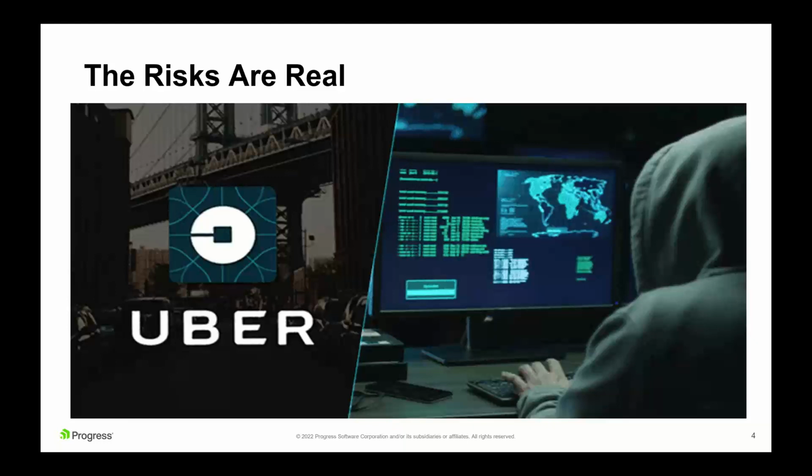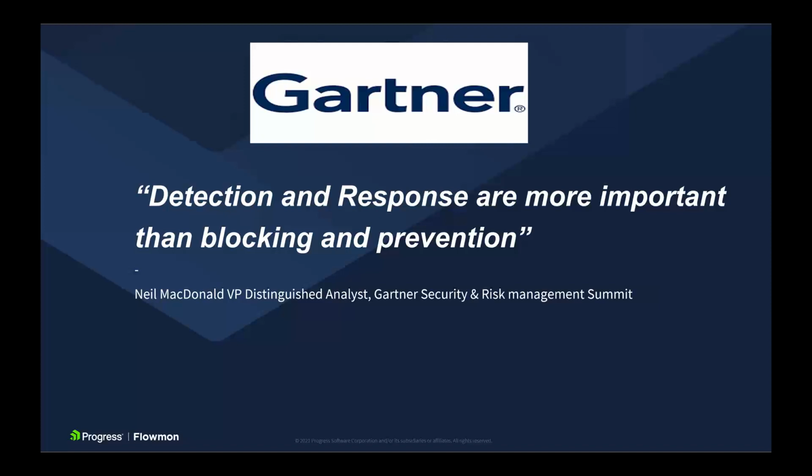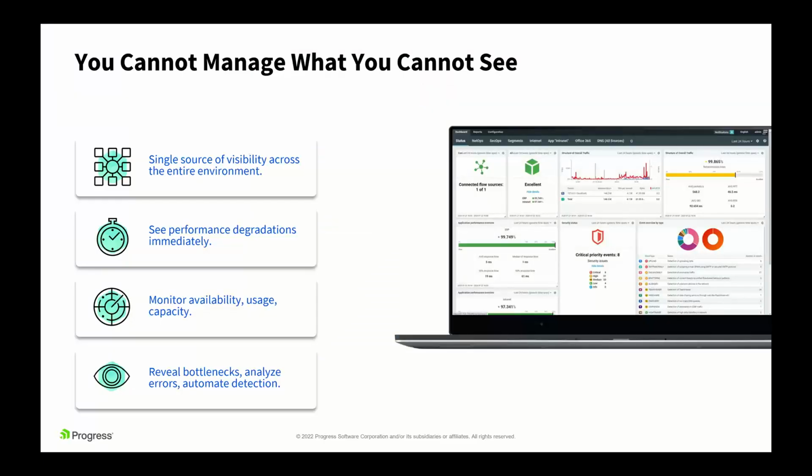What is important here is that Gartner recommends detection and response are more important than blocking and prevention. So the Flowmon product line helps you visualize your complete network in terms of network performance monitoring, application performance monitoring, and the kind of security risk going around in your network. There is a single dashboard providing you complete visibility about your network. As rightly said here by Flowmon, you cannot manage what you cannot see.